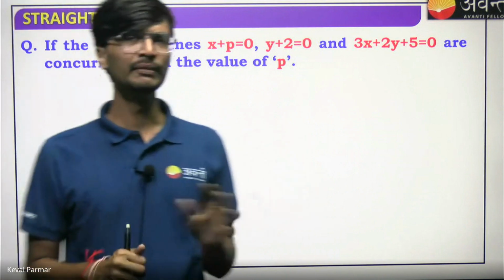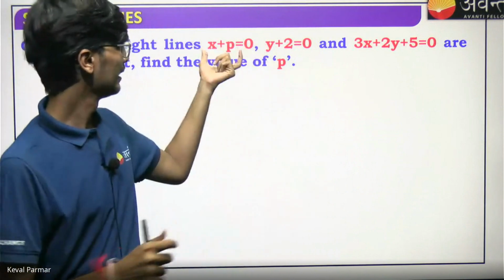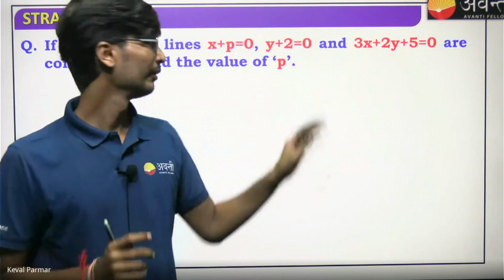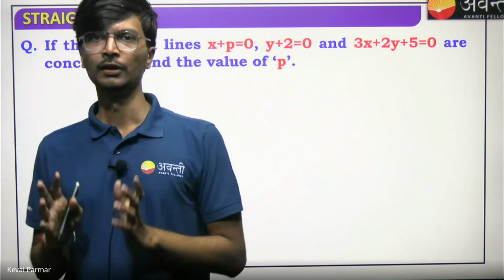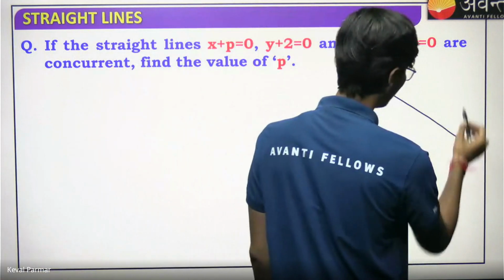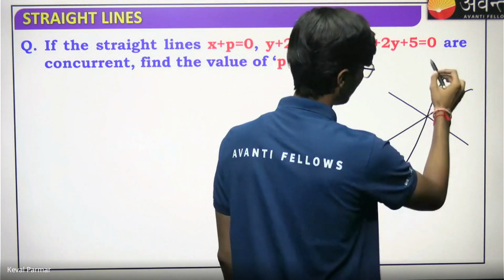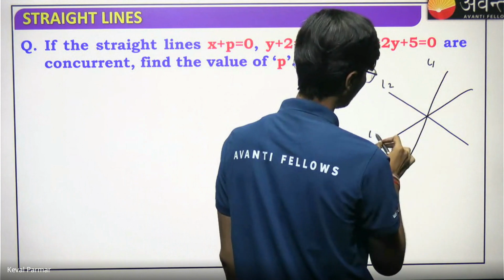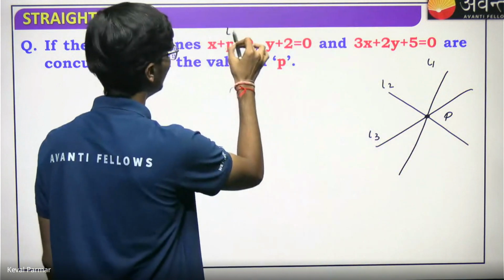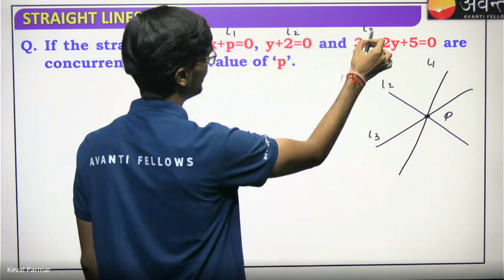Let's see. Same is given. Three lines L1, L2, L3 are concurrent. Now this time we have to find the value of P. Three lines are concurrent, so we can do it by the first method. This is the point of concurrence P. So let these be L1, L2, L3.